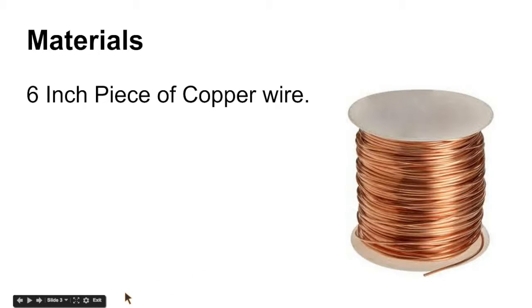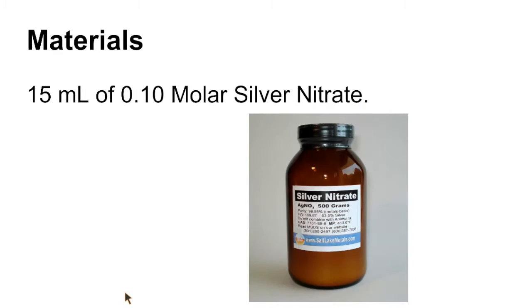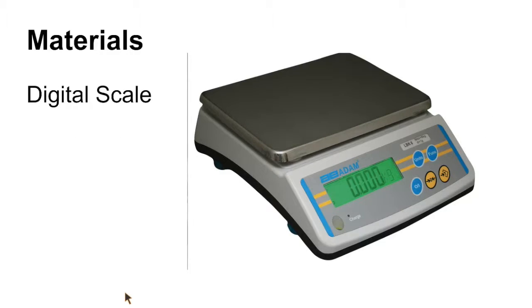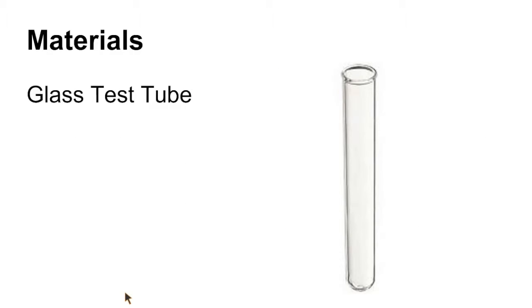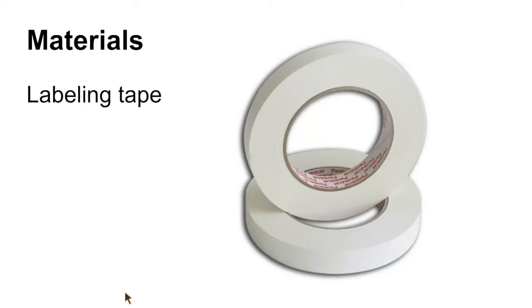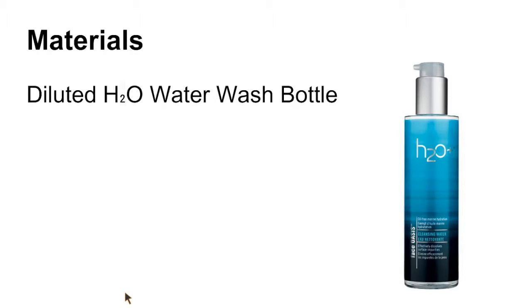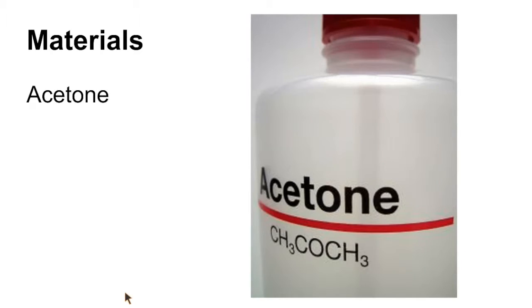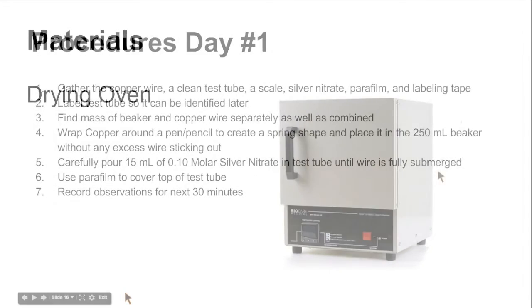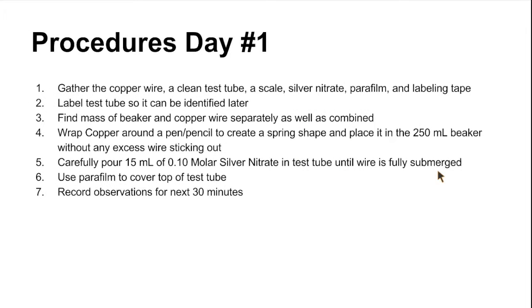For this lab, you're going to need a 6-inch piece of copper wire, 15 milliliters of 0.10 molar silver nitrate, a 250 milliliter beaker, as well as a 600 milliliter beaker, a digital scale, a glass test tube, parafilm, a pipette, a stirring rod, labeling tape, a distilled water wash bottle, acetone, and a test tube rack, as well as a drying oven. This investigation has 3 days worth of procedures.